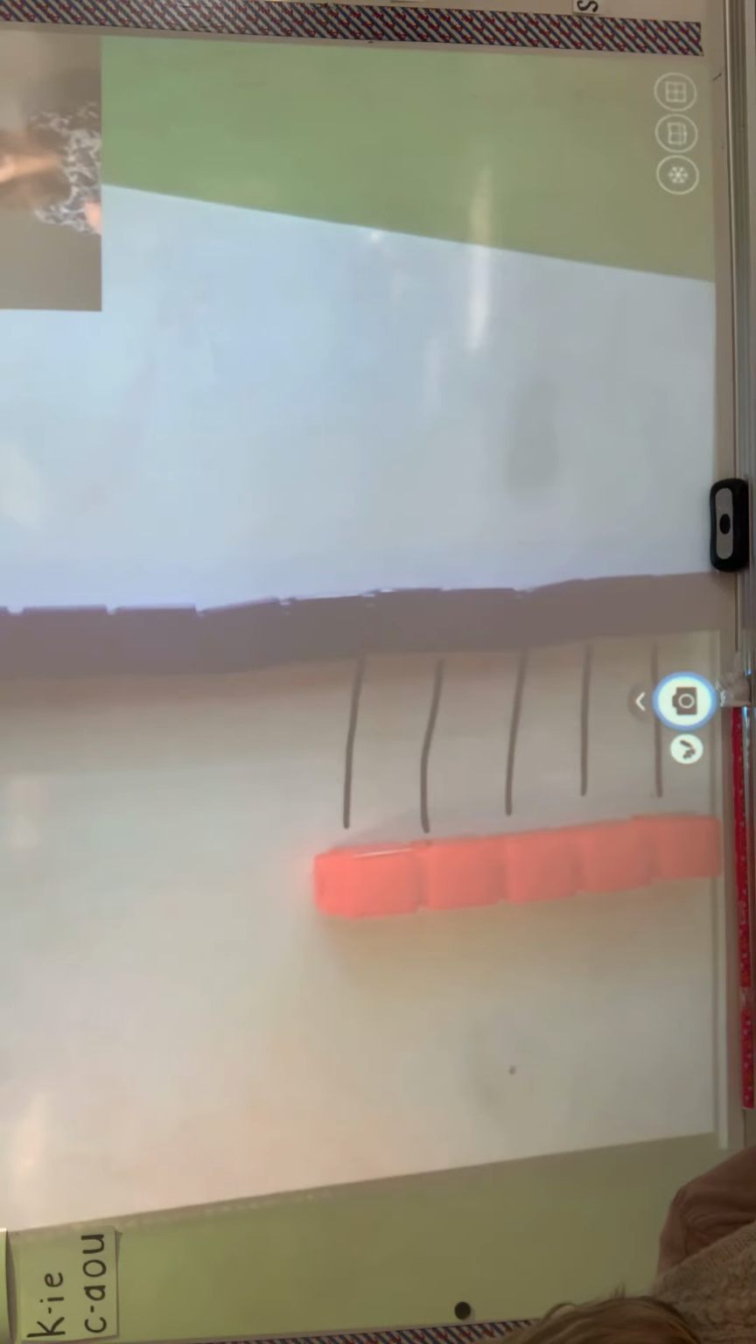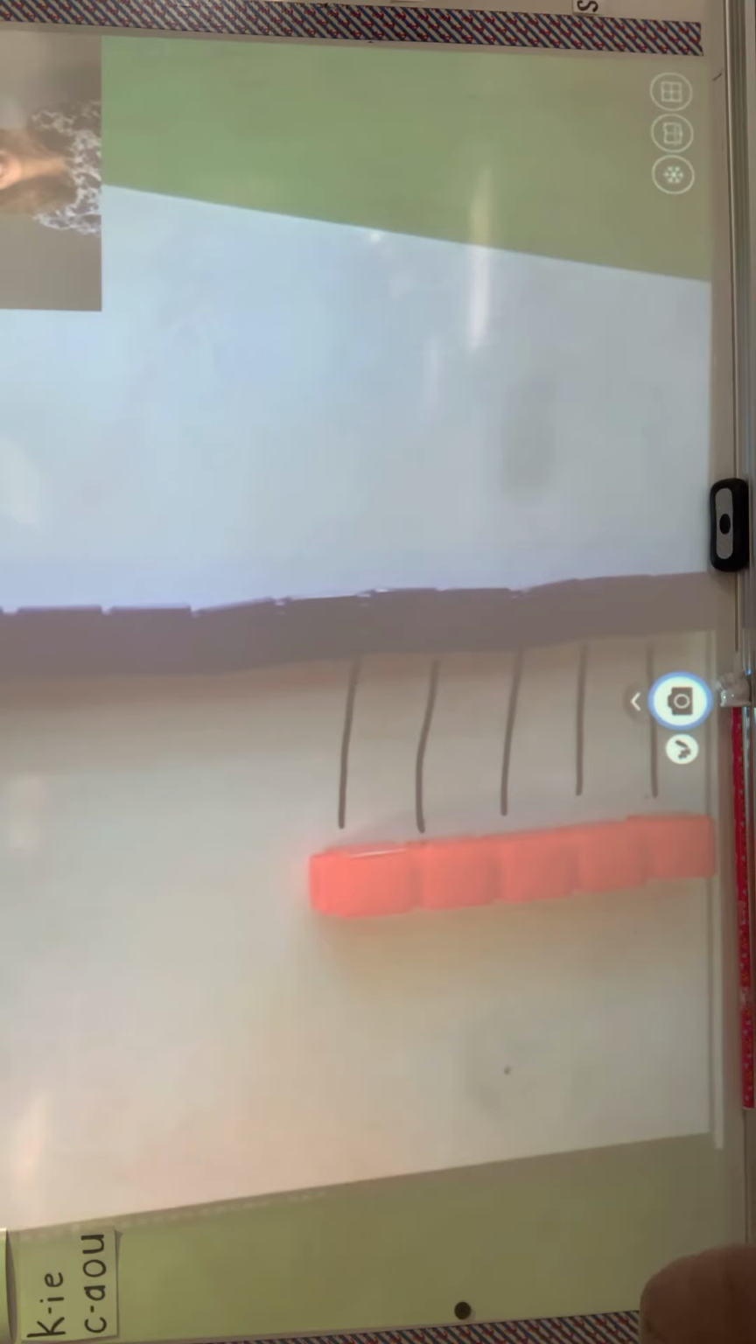Now, I want you to use one of these strategies to find out which set of cubes is more. Pause the video to do this.